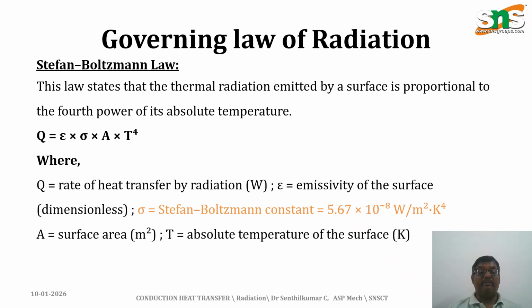In case of conduction, we have seen the governing law is Fourier's law. In case of convection, the governing law is Newton's law of cooling. The governing law for radiation is the Stefan Boltzmann law. This law states that the thermal radiation emitted by a surface is proportional to the fourth power of its absolute temperature: Q = εσAT⁴, where sigma is the Stefan Boltzmann constant we already saw, epsilon is the emissivity of the surface, Q is the rate of heat transfer, A is area, and T is absolute temperature.